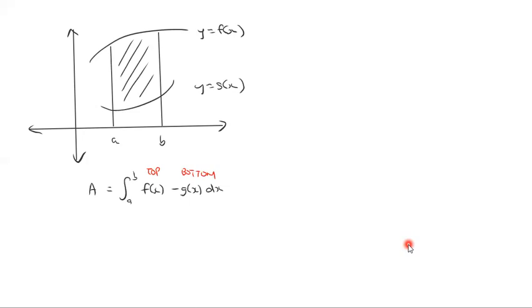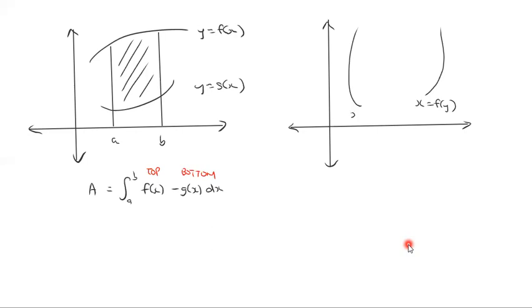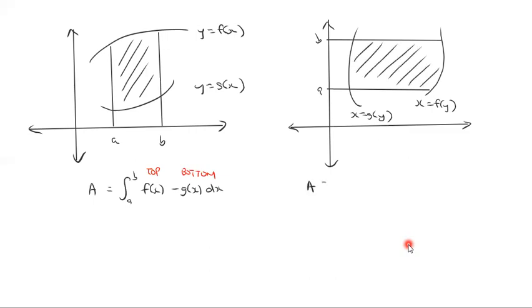The y version is very similar. We're going to have x equals f of y, x equals g of y. You have two boundaries, one at the top and one at the bottom, a and b. And you have this sort of area here. And very similarly, our area there will be the integral from a to b of f of y minus g of y dy. And that becomes, in this case, your right minus your left. Does that make sense?